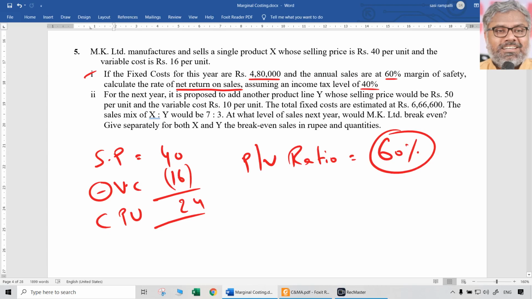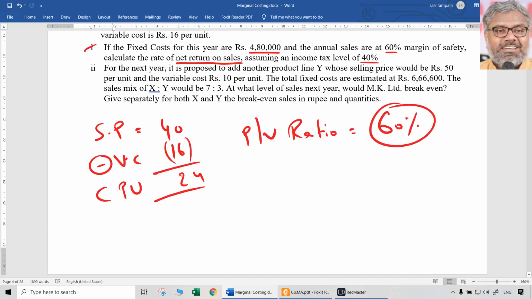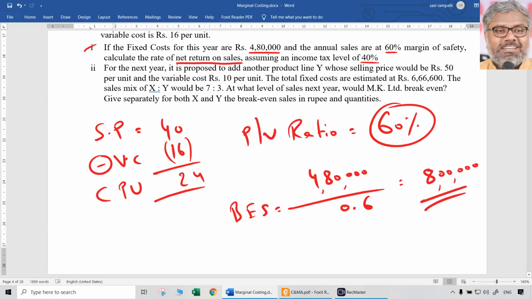How? We can crack this only with formula once again. Fixed cost 4,80,000, first of all it is there. When fixed cost is there, PV ratio is already there. What can we find out first? Can we find out break-even sales? Yes, fixed cost 4,80,000 divided by PV ratio, which is 60%, we know that. That comes to 8 lakhs rupees, the break-even sales. That is the first point we can break.